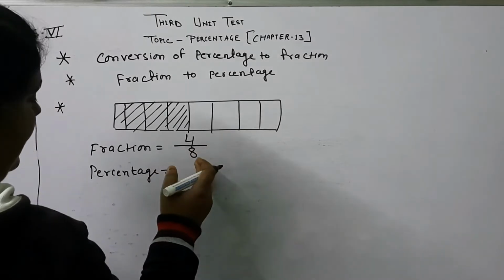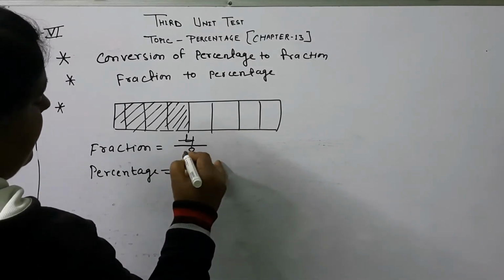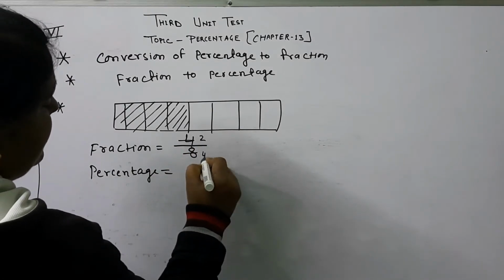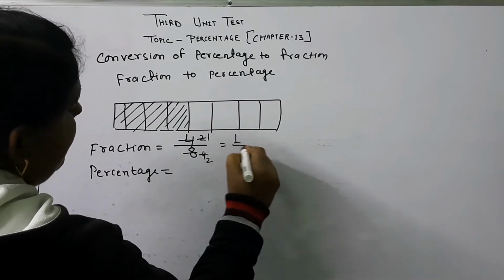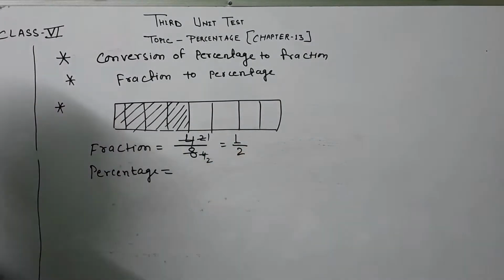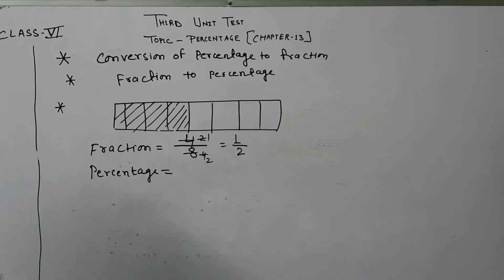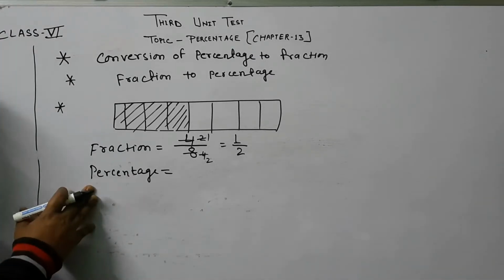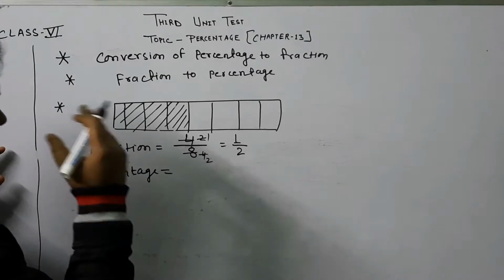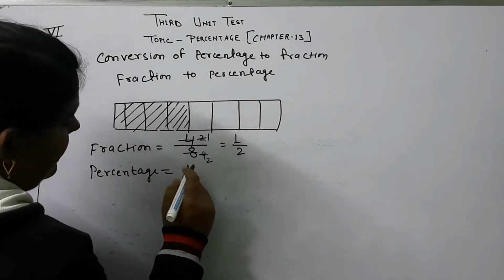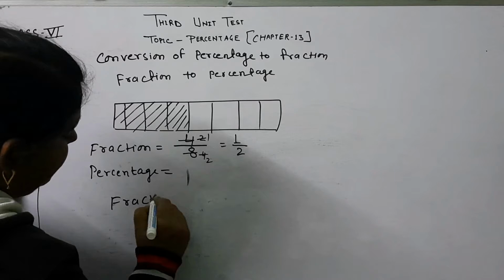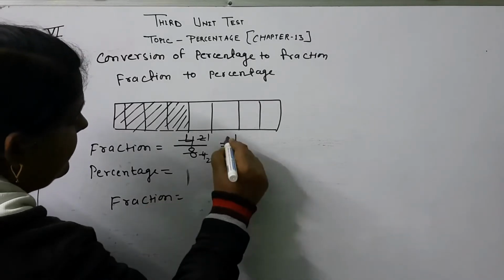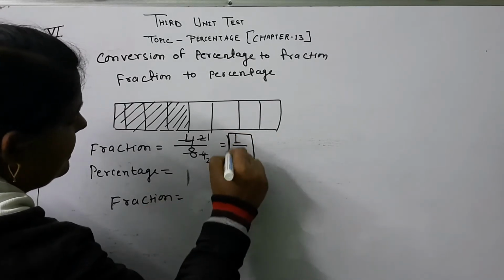So 4 by 8. You can reduce the number: 2 twos are 4, 2 fours are 8. Again 2 ones are 2, 2 twos are 4. That means it is 1 by 2. One fraction is here, 1 by 2. Now the next question is the percentage. What I told: if the fraction is given here, the fraction is 1 by 2.